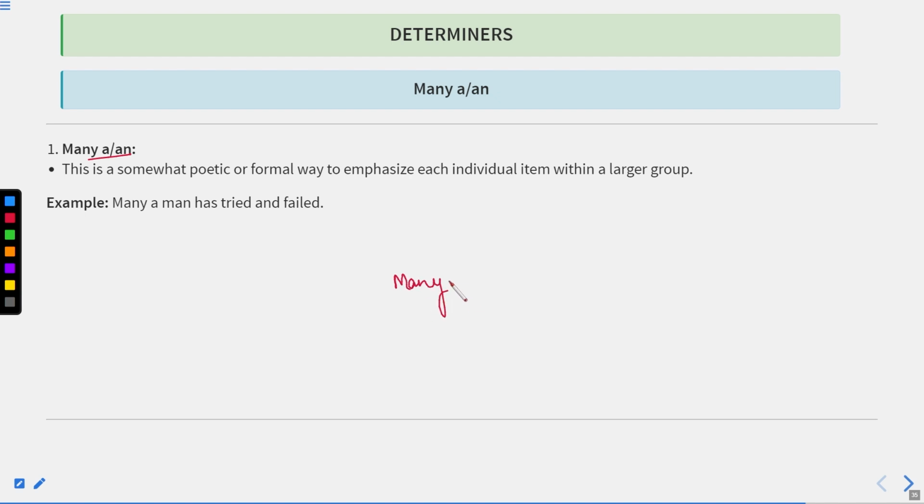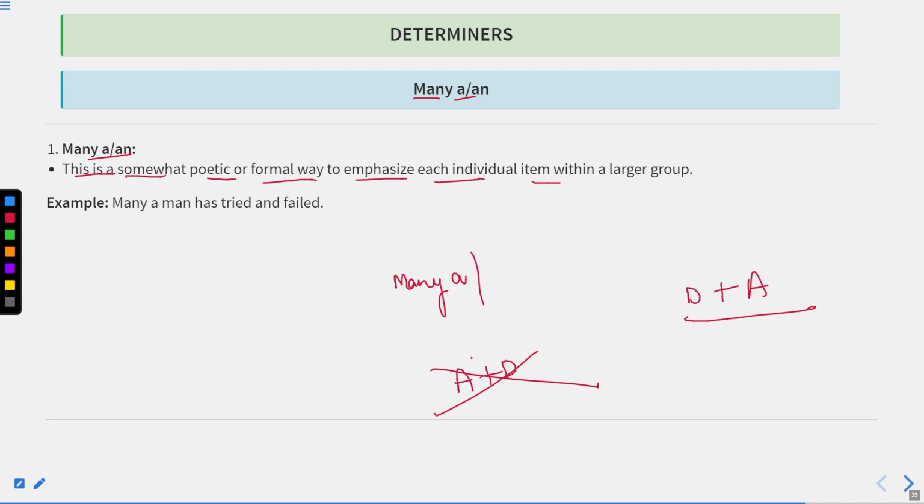So after this determiner, you can have an article, that is many a, many an. So here we have a determiner, and after that we have an article. So this concept can be used, that is determiner plus article. However, we cannot use article plus determiner, but we can use determiner plus article. For example, many a, many an. This is somewhat a poetic or formal way to emphasize each individual item within a large group.